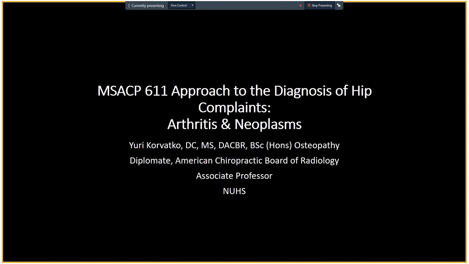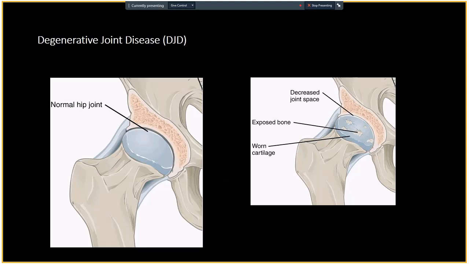Hello class, in this presentation we're going to discuss some aspects of arthritis and neoplasm. So we'll start with degenerative arthritis. By far it's the most common arthritis affecting the hip. When you consider degenerative arthritis, obviously disease of cartilage, that's the key pathology.